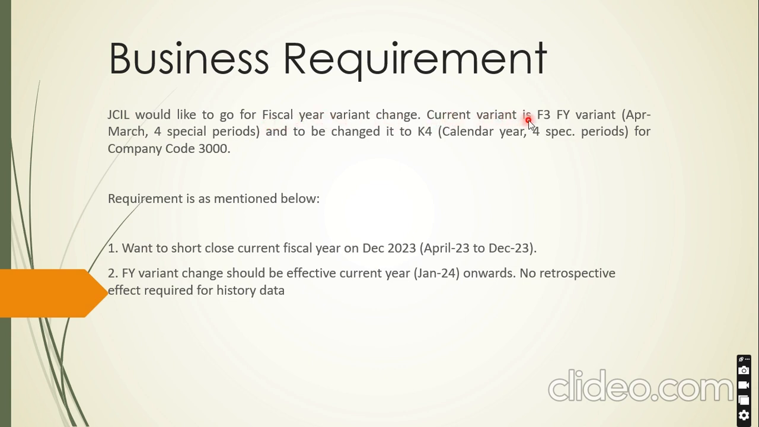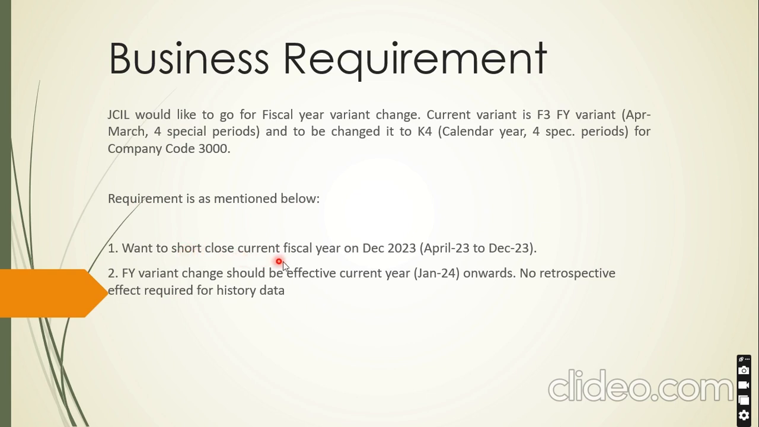The current fiscal year variant is F3, April to March, that is the Indian fiscal year, and it needs to be changed to K4 only for this 3000 company code. What about the remaining company codes? That is XYZ, which will be discussed in the further slides. Majorly, we are going to focus on this 3001. The requirement is as mentioned below.